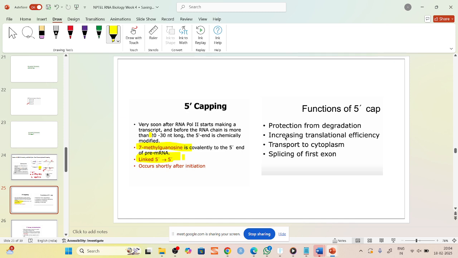These 2 points are important, students. They are important not only from the point of view of this examination, but in general, if you are going for any competitive examinations. These two points become important there. Shortly after the initiation of transcription, 5' capping has to occur. Now what are the functions of the 5' cap? It protects from degradation, it increases the translational efficiency, it helps in the transport of the mRNA to the cytoplasm, and it helps in the splicing of the first exon.